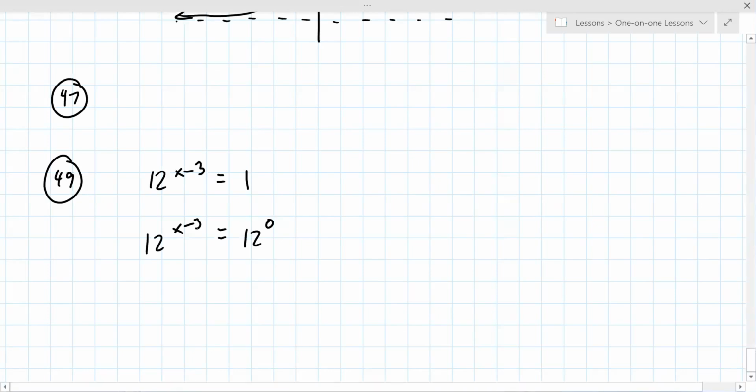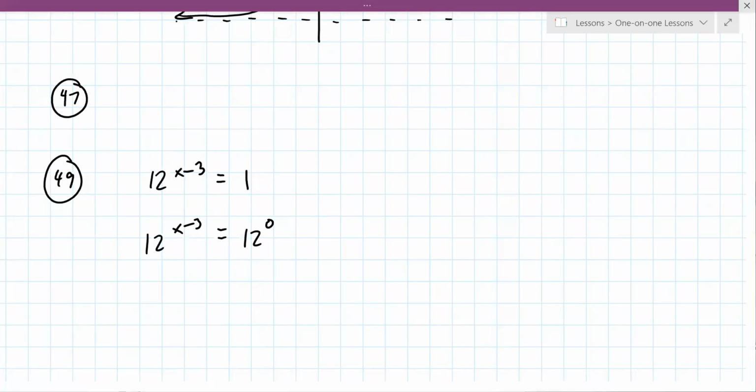Now we're on the 51. We've got 3 to the 5 minus x equals 3 to the 0. So 5 minus x equals 0. Minus 5, minus 5. So x equals 5. Positive 5 in that case. Let's see how far we go. Unless we need to go up to 55. I'm on 53 now.